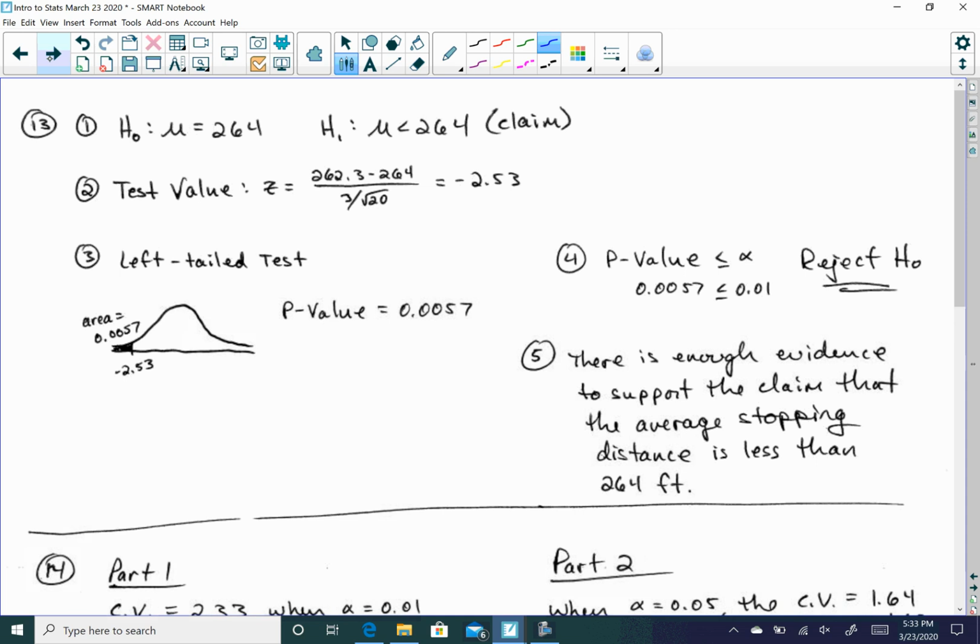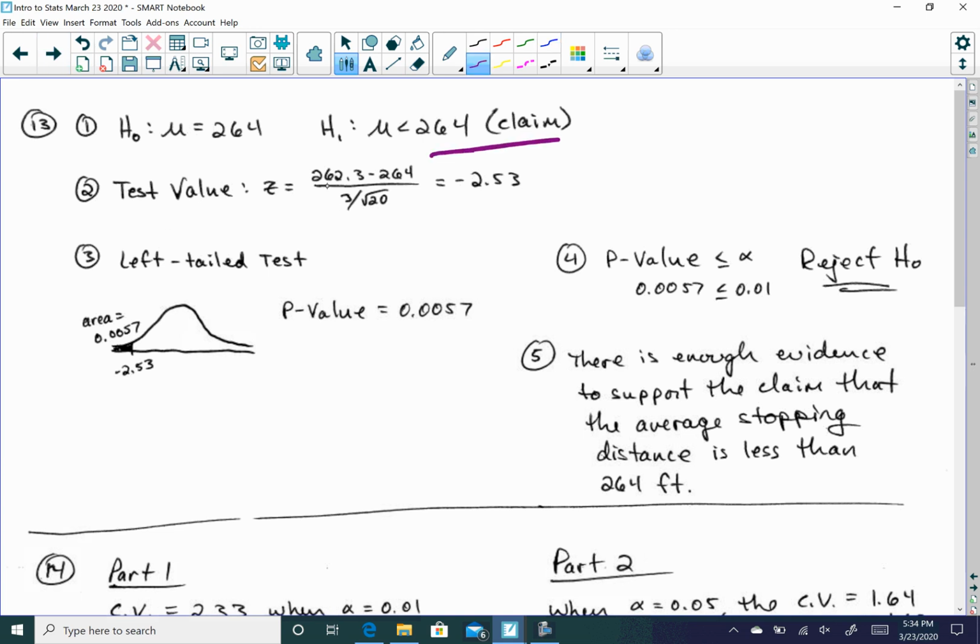All right, so for 13, again, looking at the null and alternative hypothesis. In this case, the claim is the alternative hypothesis. Going back to the wording here, test the claim that the average stopping distance of the company's buses is actually less than 264 feet. So we're looking at the claim over here.